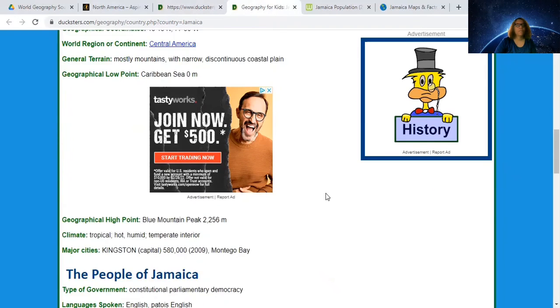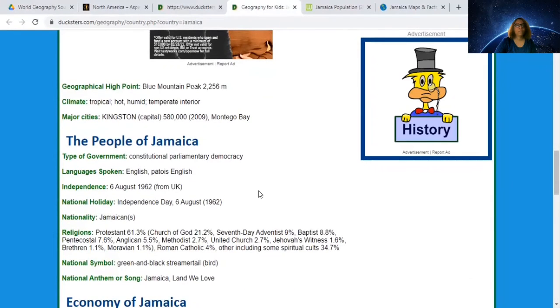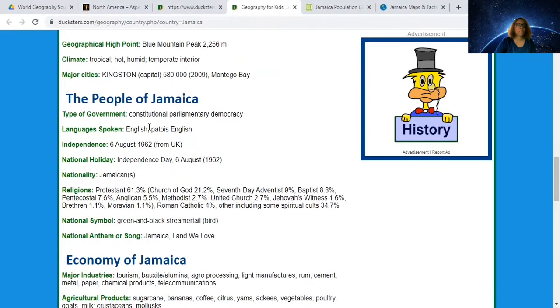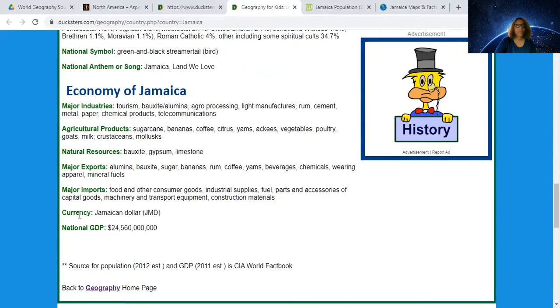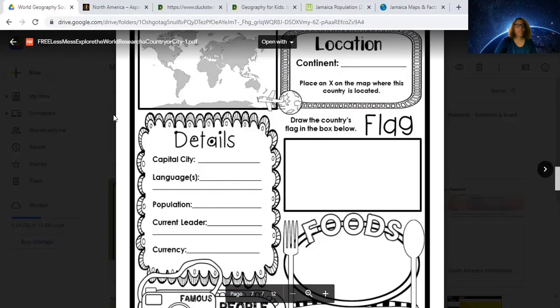Let's go back here. So then we scroll down. Languages spoken, English and Patois English. So a couple of different names for the main language that they speak there, but it's not the official language. But let's see, what else do we have? Nationality, Jamaican, so that's what they call them. So you can put that in for the people. Let's see, the currency, Jamaican dollar. So you got quite a bit there as well that you need.